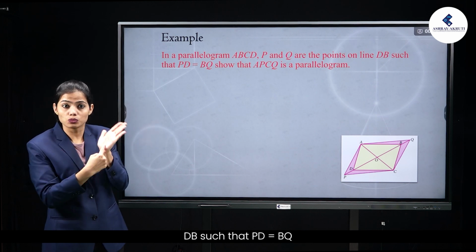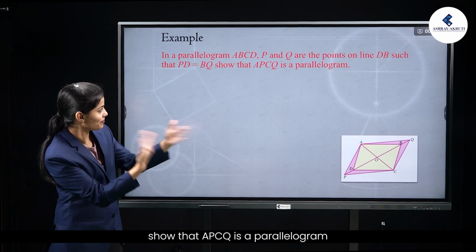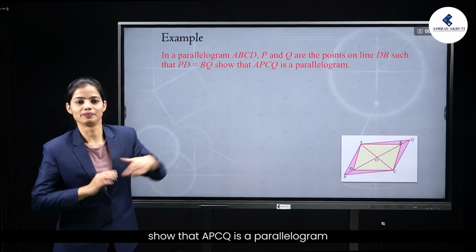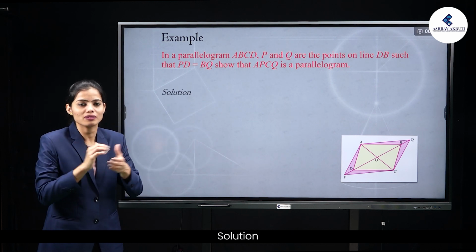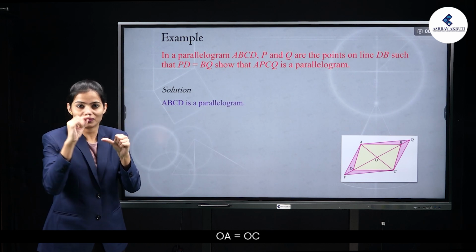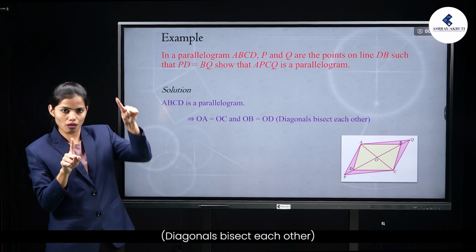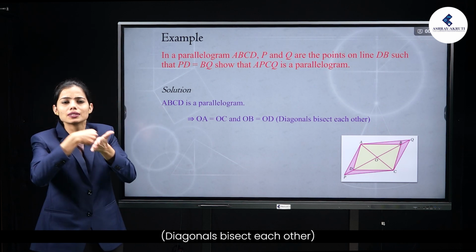equal to BQ. Show that APCQ is a parallelogram. Solution. ABCD is a parallelogram. OA is equal to OC and OB is equal to OD. Diagonals bisect each other.